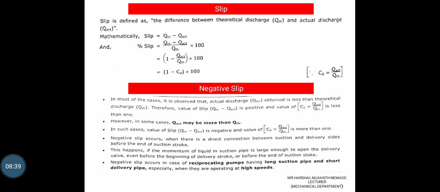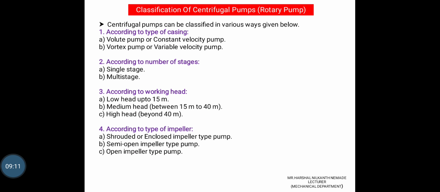Negative slip occurs when there is a direct connection between the suction and delivery side near the end of the suction stroke. This happens when the momentum of the liquid in the suction pipe is large enough to open the delivery valve even before the beginning of the delivery stroke, or before the end of the suction stroke. Negative slip occurs in a reciprocating pump having a long suction pipe and short delivery pipe, especially when they are operating at high speed.